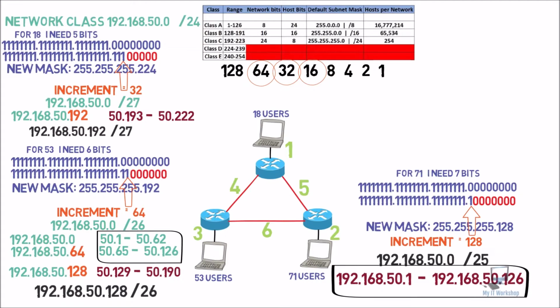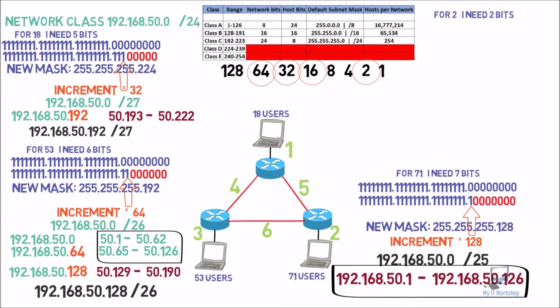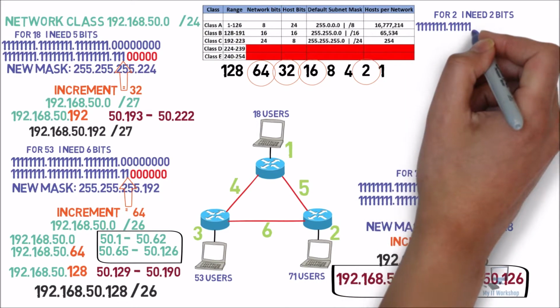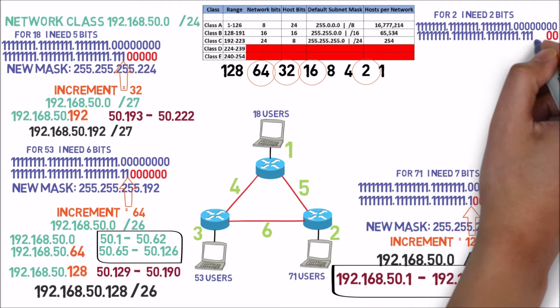Now let's go to the other 3. We need 3 more networks, with 2 hosts each. So how many bits do I need to create the number 2? I only need 2 bits, right? Now we are going to do the same. I'm going to convert the default network mask for a class C to binary, and I'm going to reserve 2 host bits, starting from left to right. And the rest are going to become ones, as always, for host, when we are finding host.